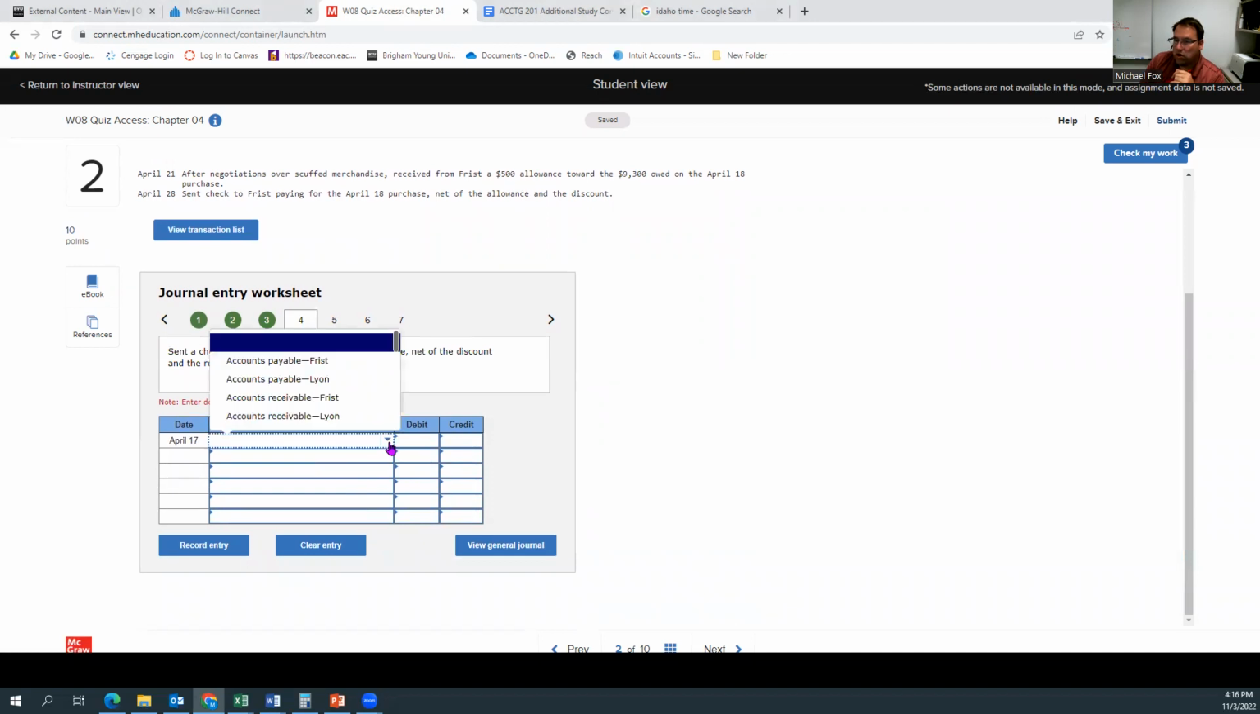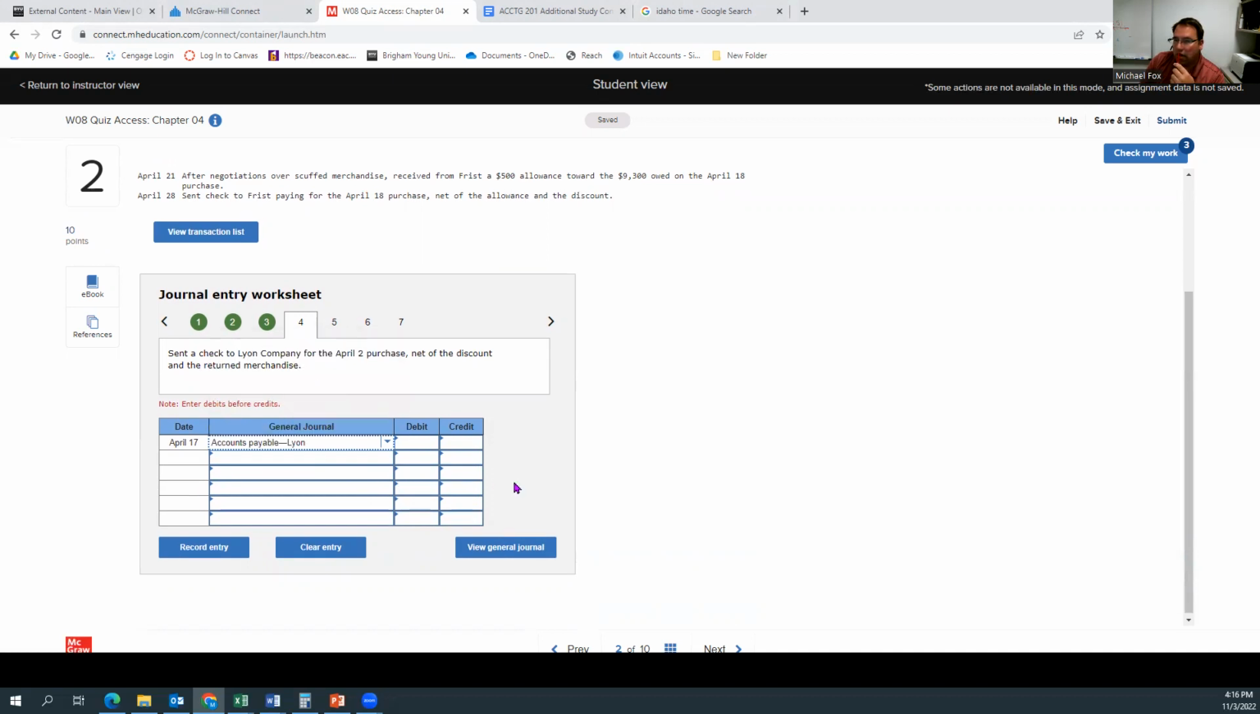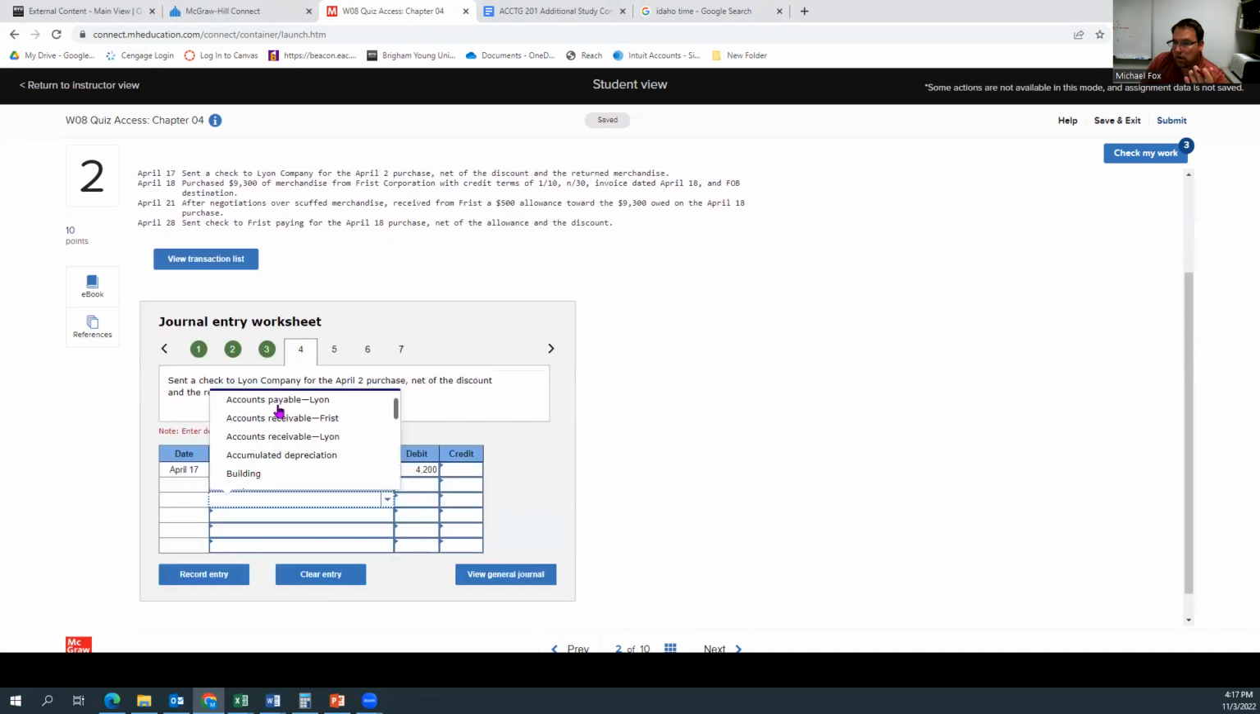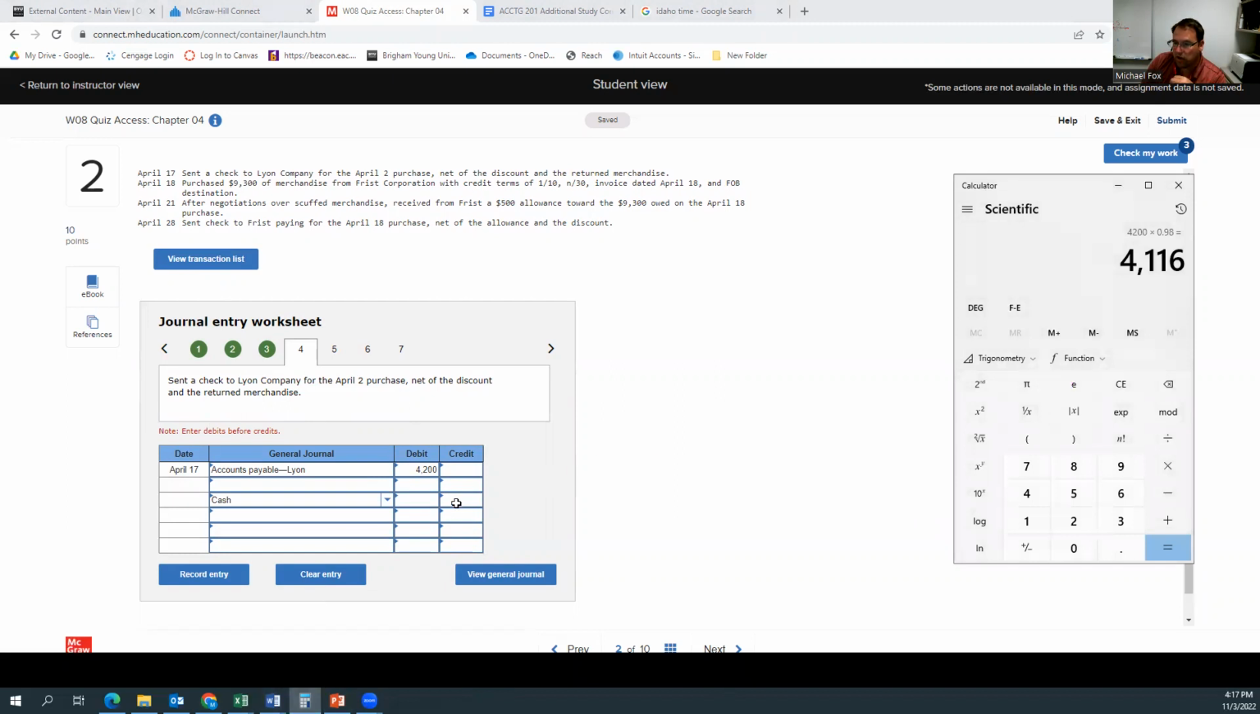So we're going to show our accounts payable to Lion going down by the whole amount that we owe them, which is 4,200. Remember, it's a liability, so it goes down by debiting it. And we know that we're going to pay cash of the amount less the discount. Remember, the amount less the discount that I just figured out was 41.16.